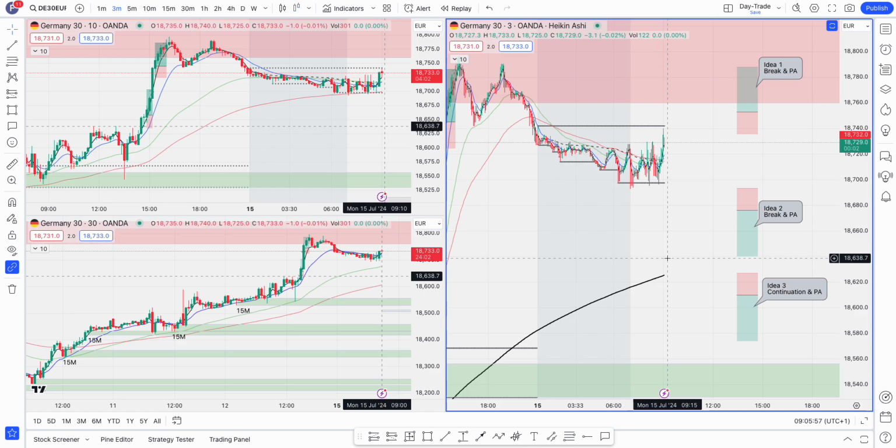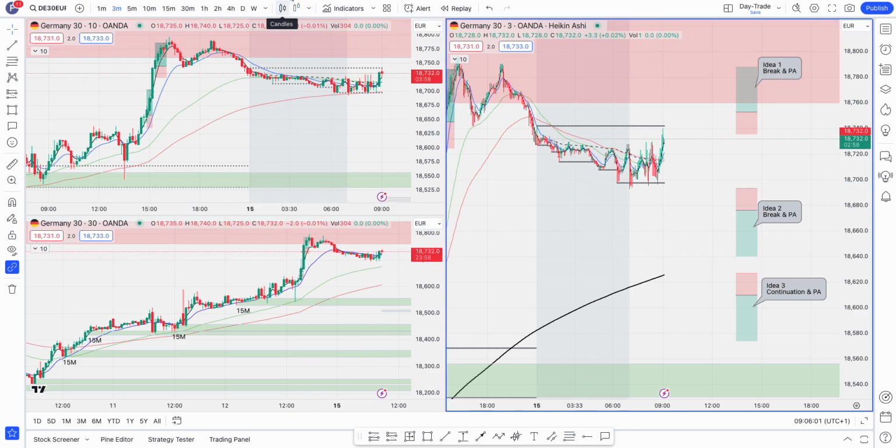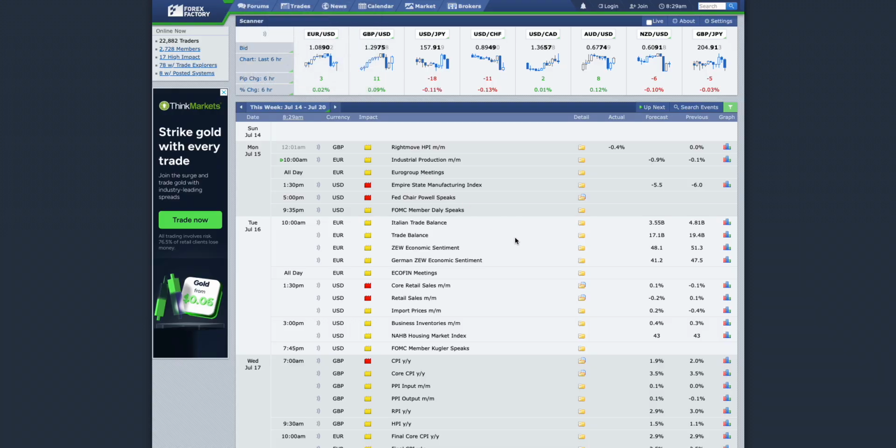Monday 15th of July 24 and I'm going to analyze DAX. Before we dig into charts, let's have a look at what is happening in terms of news. So today our major news is the 1:30 UK time Empire State Manufacturing Index. We're expecting a bit higher than before, so that could be good for currencies and DAX.